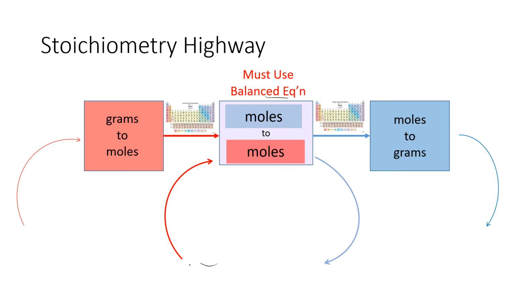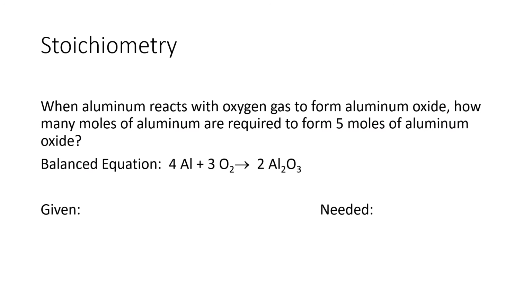If you're starting at moles, it's just 1 step, moles to moles. You're going to use the balanced equation, and you're going to come back out with moles of a different substance. If, however, you need grams, you're going to go to the periodic table, convert grams to moles. Then you're going to use the balanced equation. You go moles to moles. And then if you need to keep going to grams, you're going to use the periodic table again and convert moles to grams.